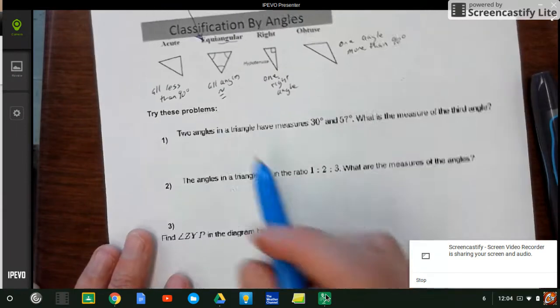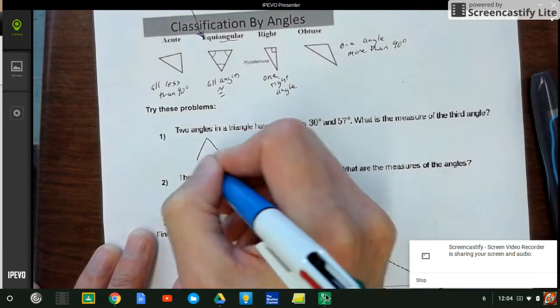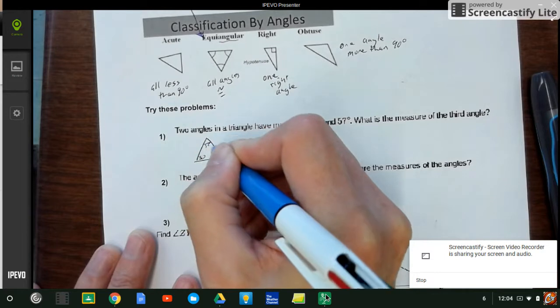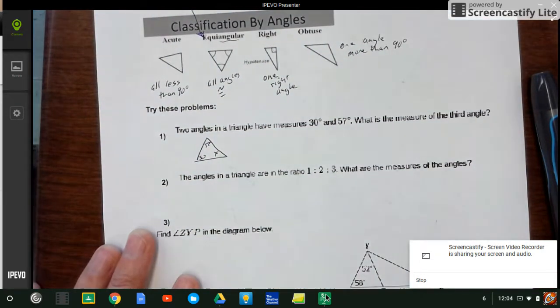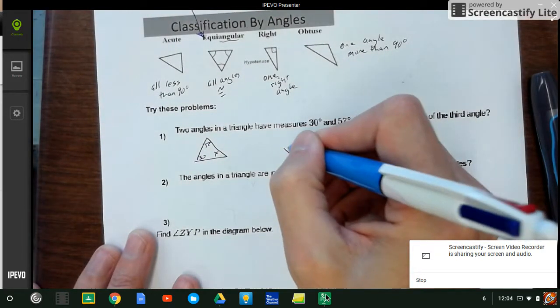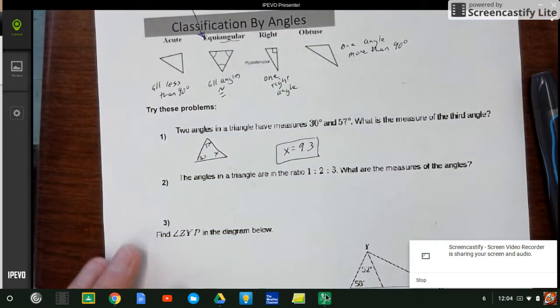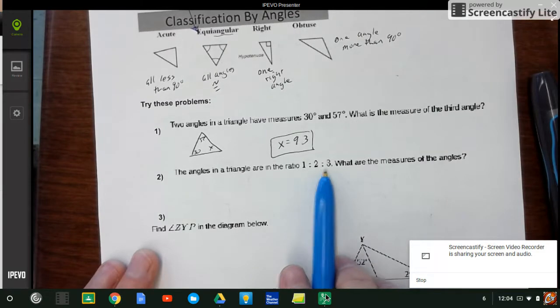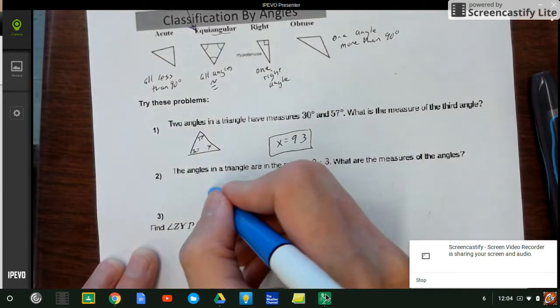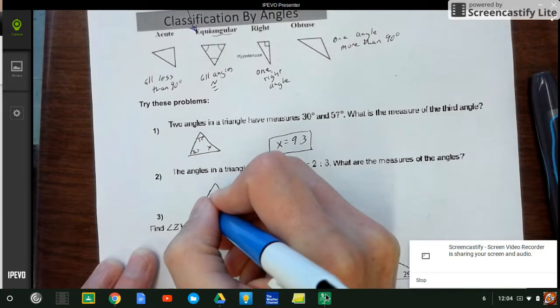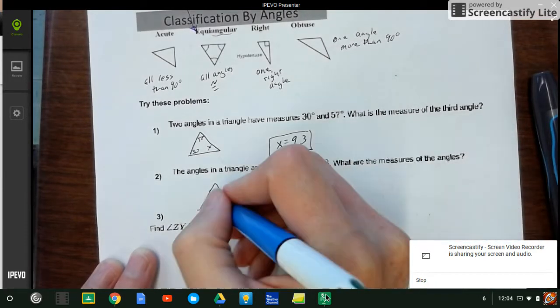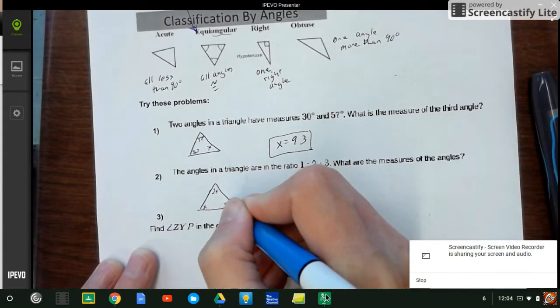So coming back and checking these out, this one should be pretty easy. 30, 57, I'm looking for x. So you probably were really quick to figure out that my missing angle had to be 93. Okay, if you got that, good job. Ratios. A lot of people forget what to do with ratios, but remember, they're the angles of a triangle. So this is 1x, this is 2x, and that is 3x. That's one way we can handle ratios.